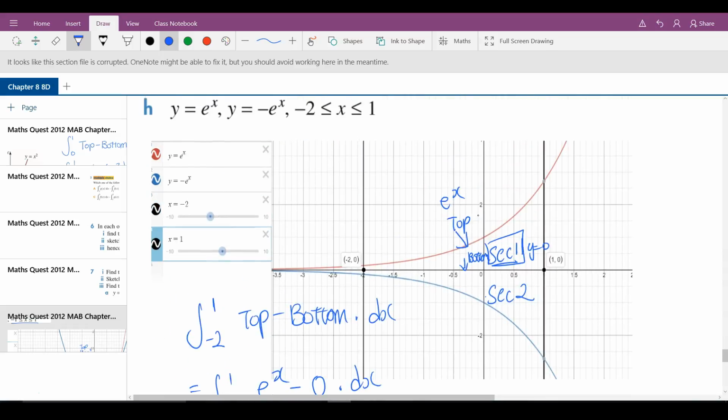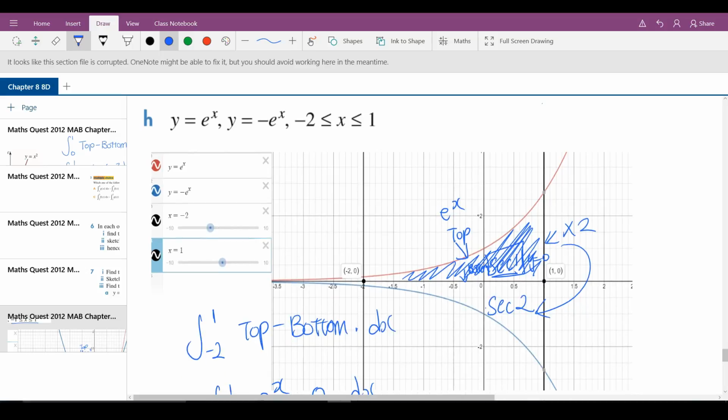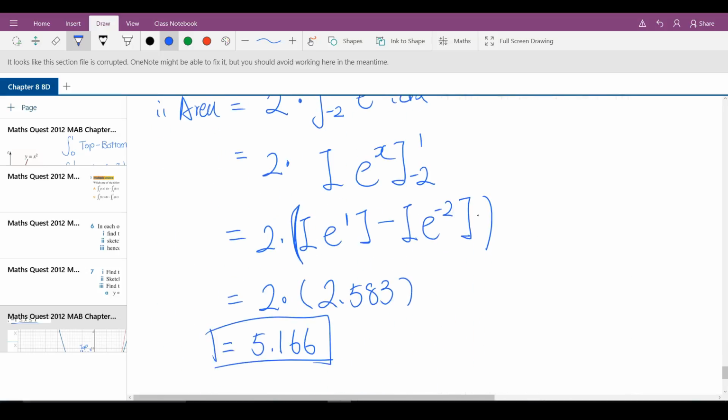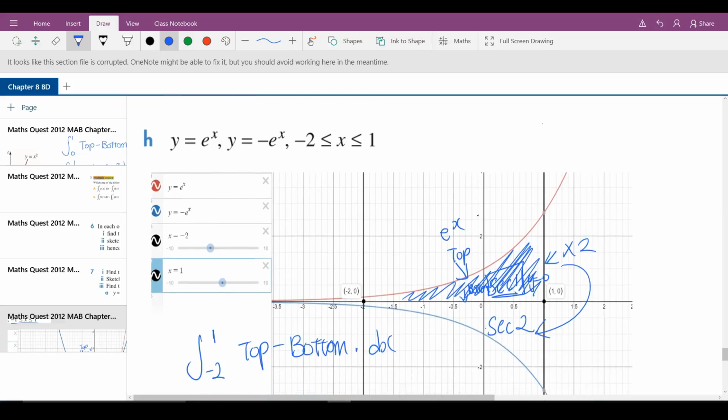That should be the total area, because we found this area and multiplied by 2 to give us that area. Yep, that's easy. Okay, so that's it. That's done. Whew. Nearly an hour on this question.